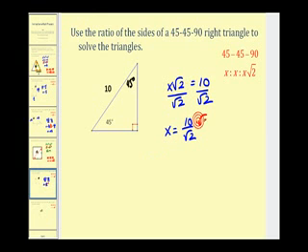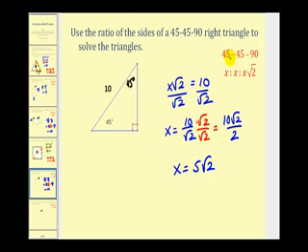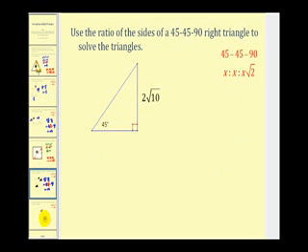Let's rationalize. So we have 10 square root 2 all over 2. X is equal to 5 square root 2. Notice that the two sides opposite the 45-degree angles are both equal to x, so now we've solved the triangle. This is 5 square root 2 units, and so is this. And let's go ahead and try one more.